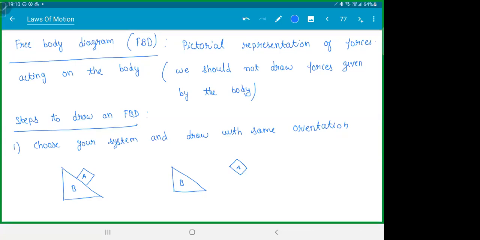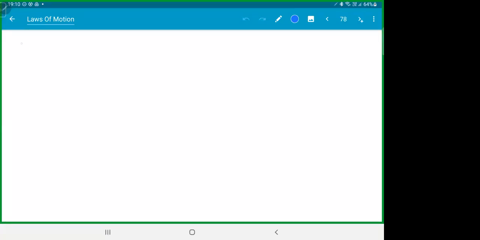This is step 1. Step 2. Draw the weight vector downward. Third, for every point in contact, draw a normal reaction.